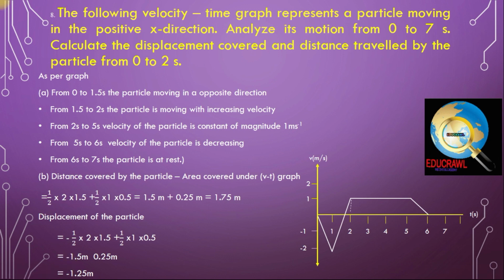That is minus 1.5 meter plus the next one is 0.25 meter. It is again in the positive axis, so it is plus 0.25 meter. So the answer is minus 1.25 meter. So minus 1.25 meter is the displacement, whereas the distance travelled is 1.75 meter.